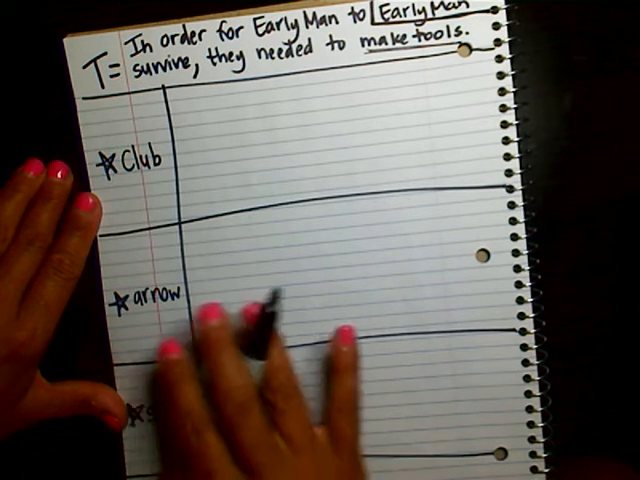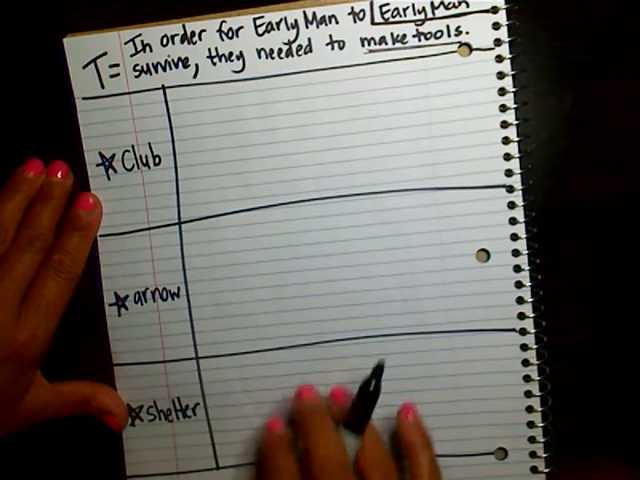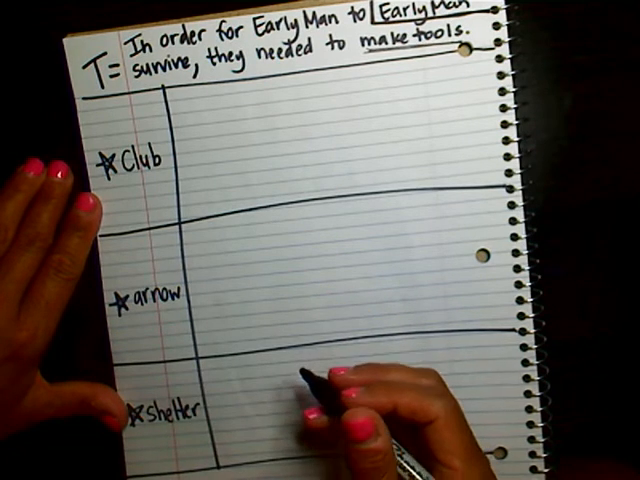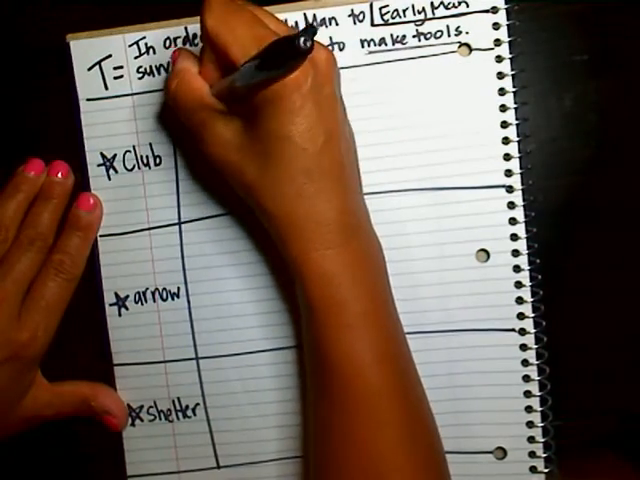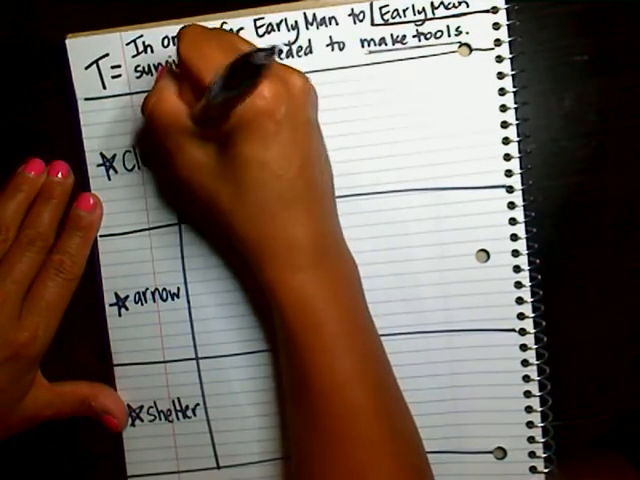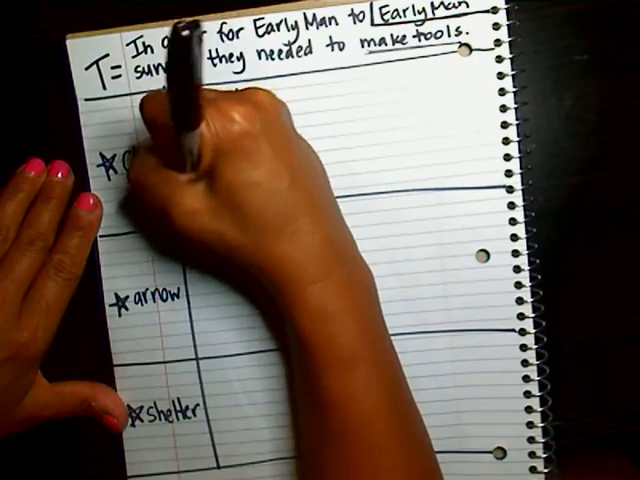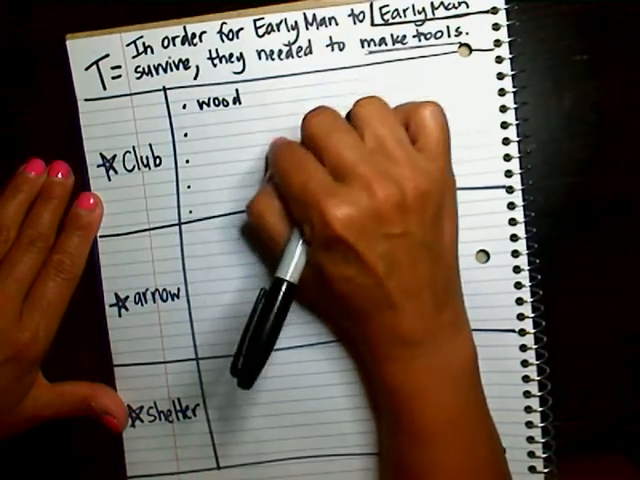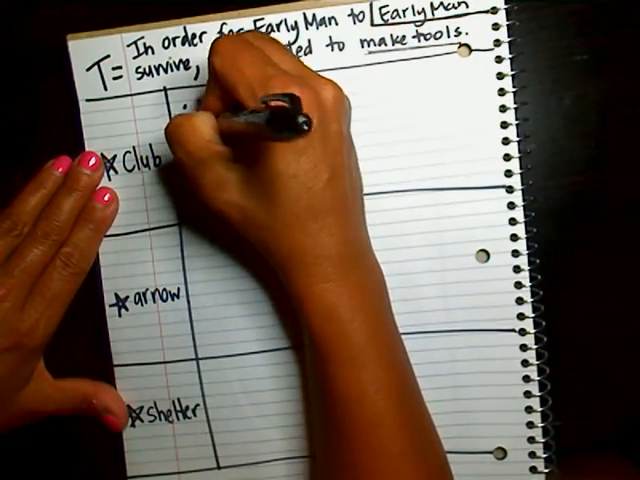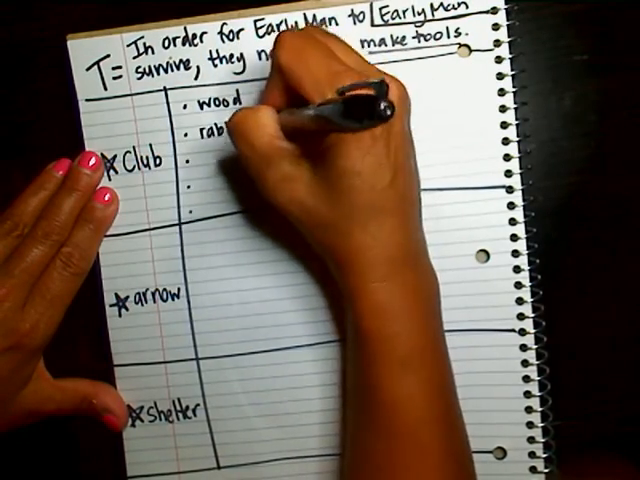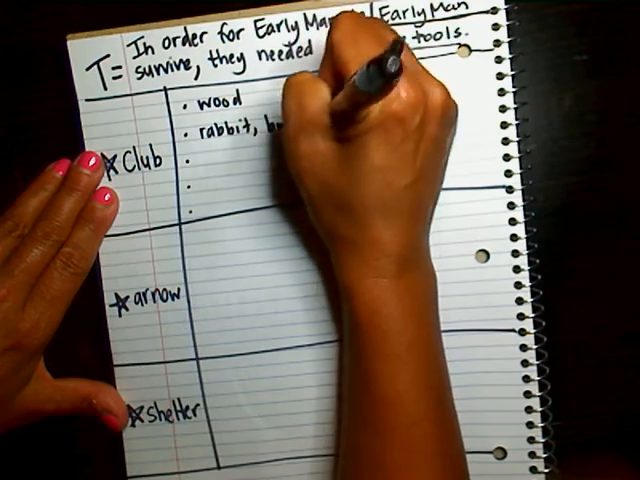Now, this is just a sketch. So over here, I'm not going to have complete sentences. How did they make a club? They made it out of wood. I'm just dotting over here some ideas. The more ideas you have here about the club, the better. They were able to hunt rabbit and buffalo, and that's where I can throw buffalo in here.